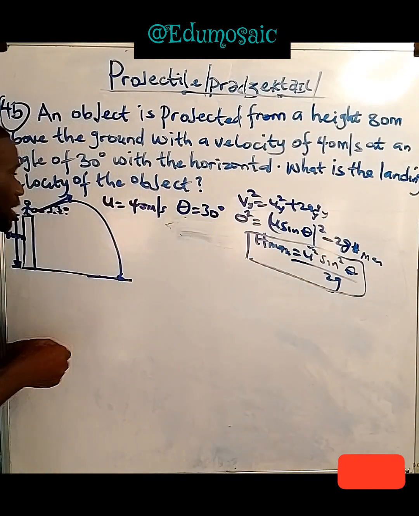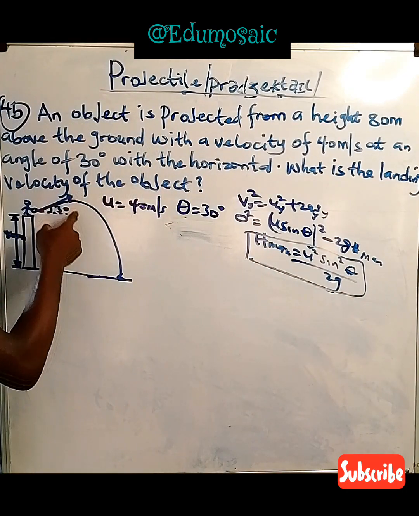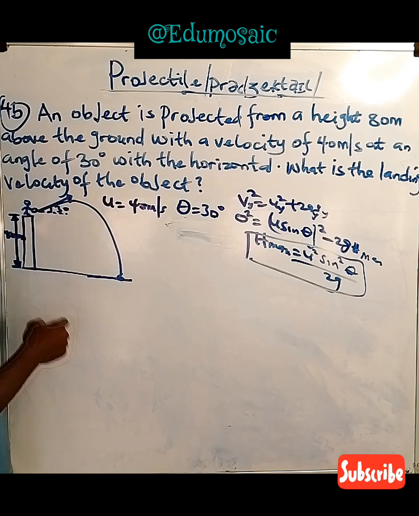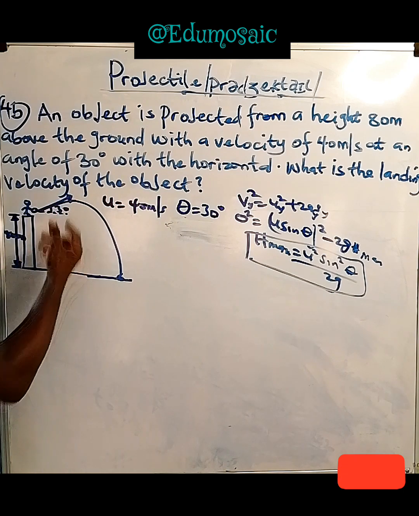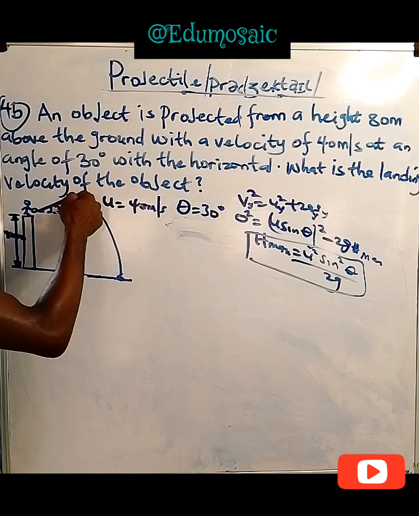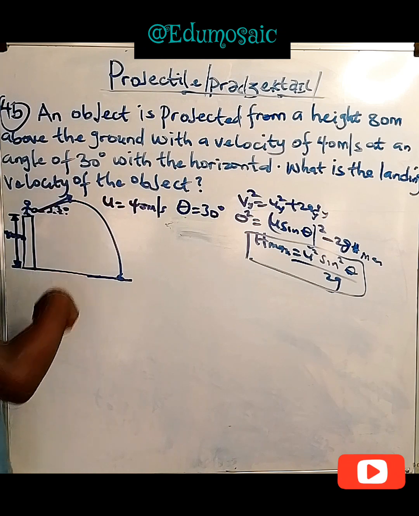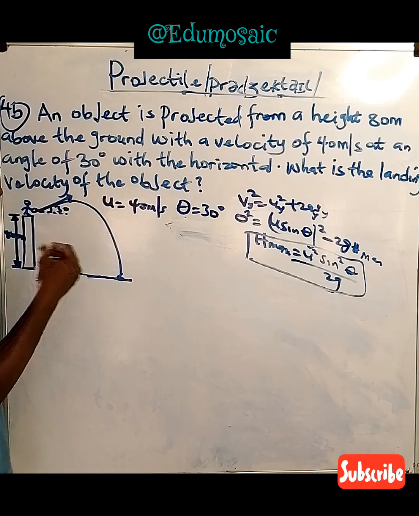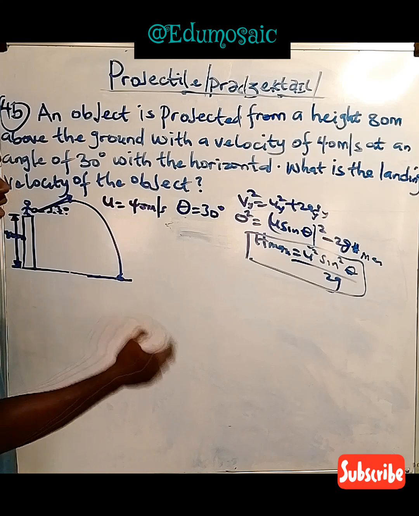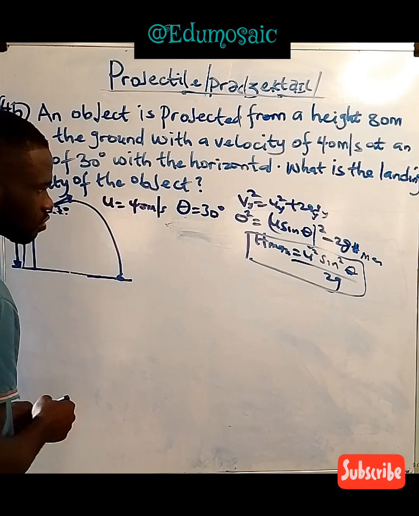So when we get the distance at max height, that's the max height attained. The next thing is, once we get the max height attained, it's very easy. That means we've gotten the total distance along the y-axis, so we can use that to get our final velocity along the y-axis. So let's get the max height.